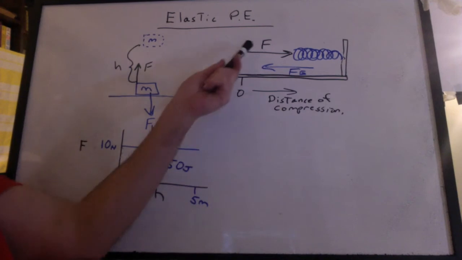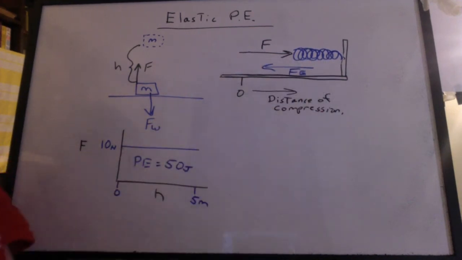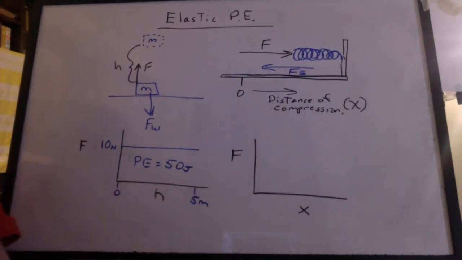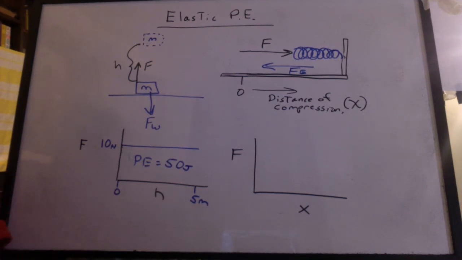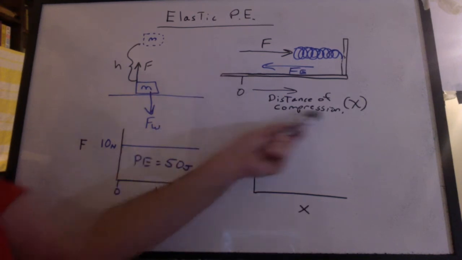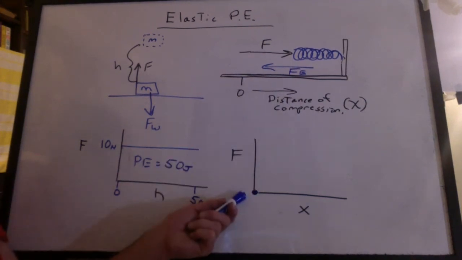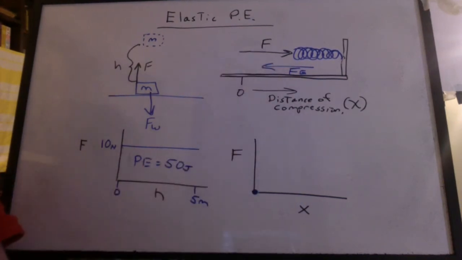Well, let's make a graph of the force I'm applying versus the distance I'm compressing the spring. We'll call this distance x. What do you think that graph is going to look like? Give it a thought before I draw it. Before I compress the spring, I have no distance of compression. Then I'm at 0, 0. As this compression increases, I'm going to have to push harder and harder.